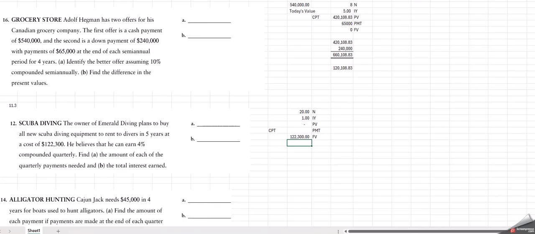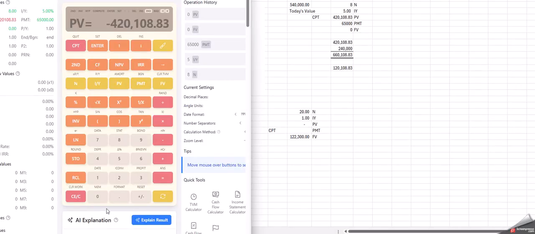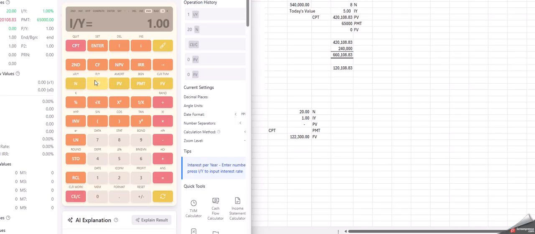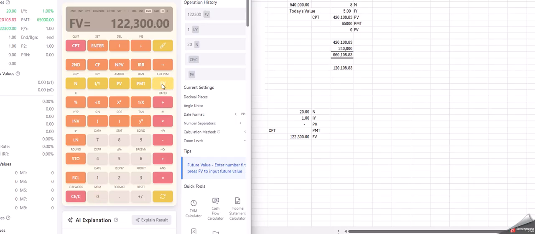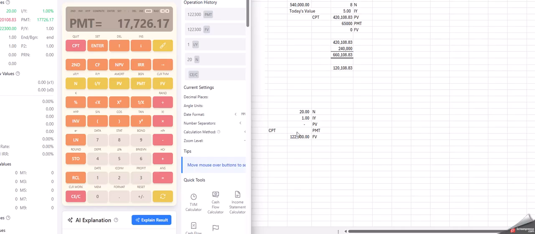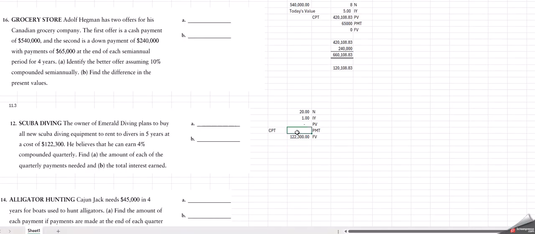So again, we'll flip back over to the calculator, put in 20 as our N, 1 as our IY, no present value, so skip over that. 122,300 is our future value, and then now compute the payment. So $17,726.17 is the amount that they would have to set aside quarterly to get there.